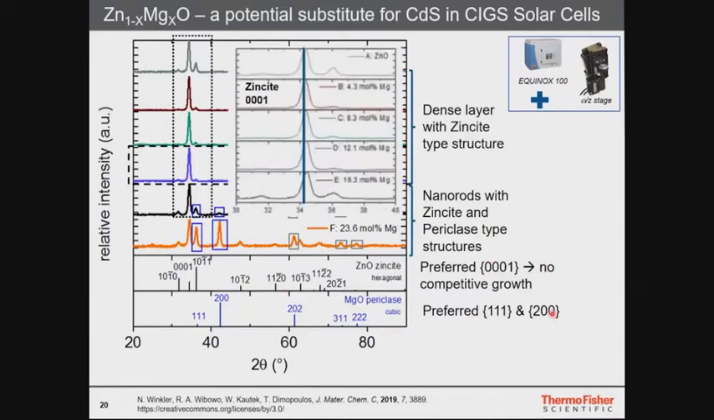If we now try to figure out if we have a substitution of magnesium, we can have a look at the lattice parameter, so at the position of our reflections, and we will see that they shift with increasing magnesium content, which means that we have magnesium uptake of the zincite type structure up to a certain degree, and afterwards we get another phase.